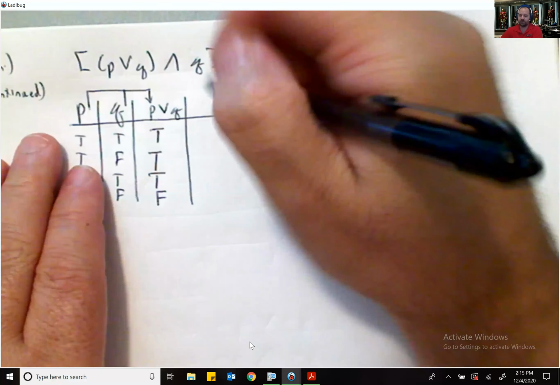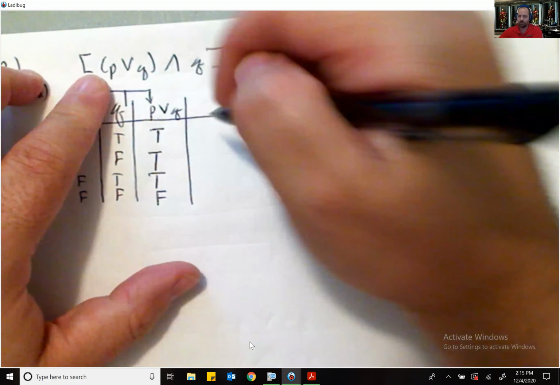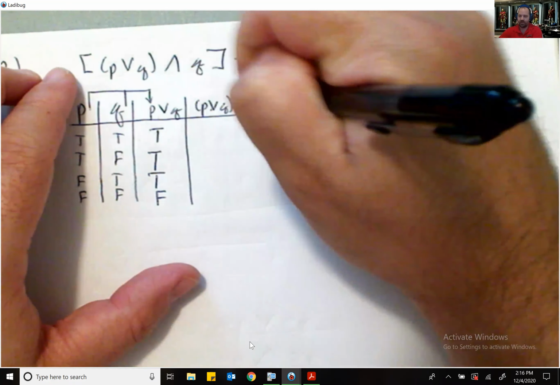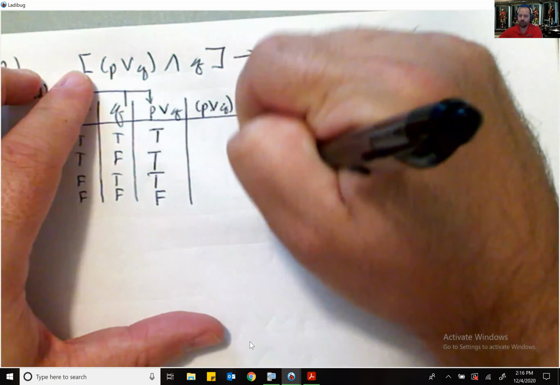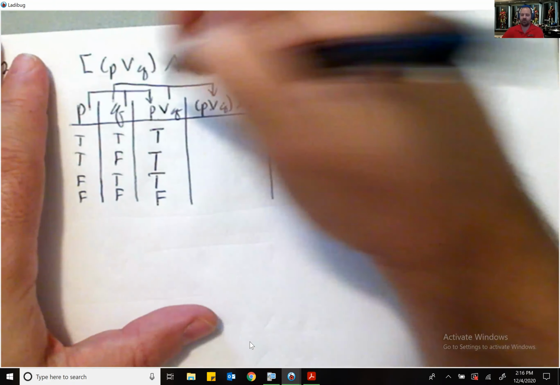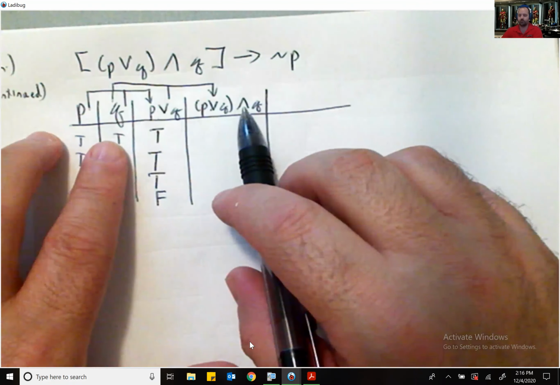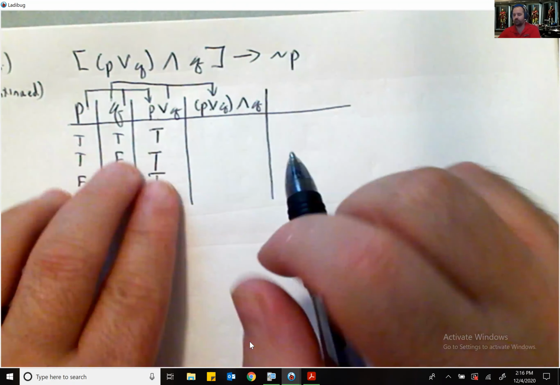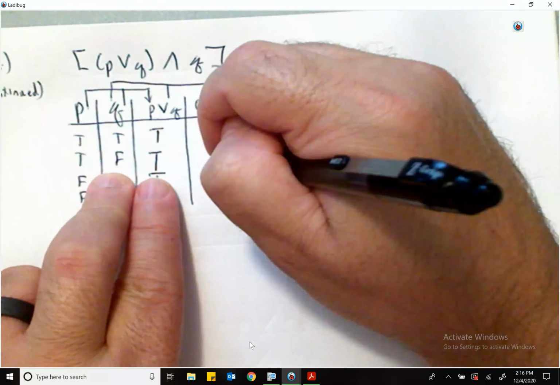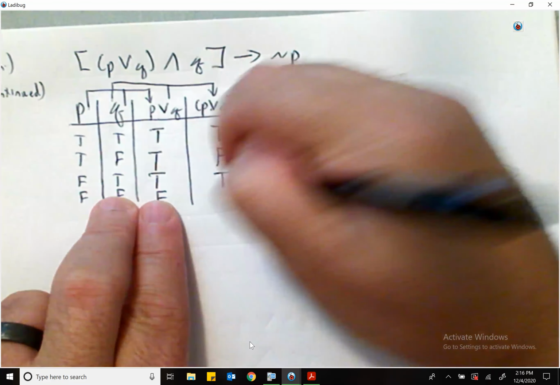So now we've done this part. We're going to continue working in our brackets. So we're going to do the and now. We're going to take our P or Q, and Q. So we use the Q again and the P or Q. Again, an and is only true when both are true. So we've got true, true: true. False, true: false. False, true: false. True, true: true. False, false: false.